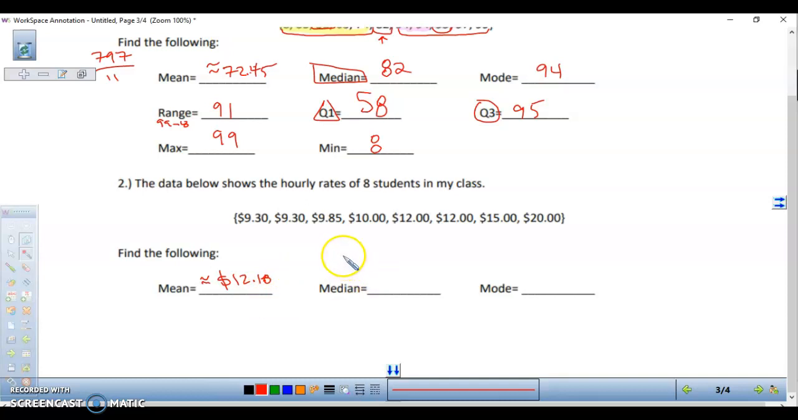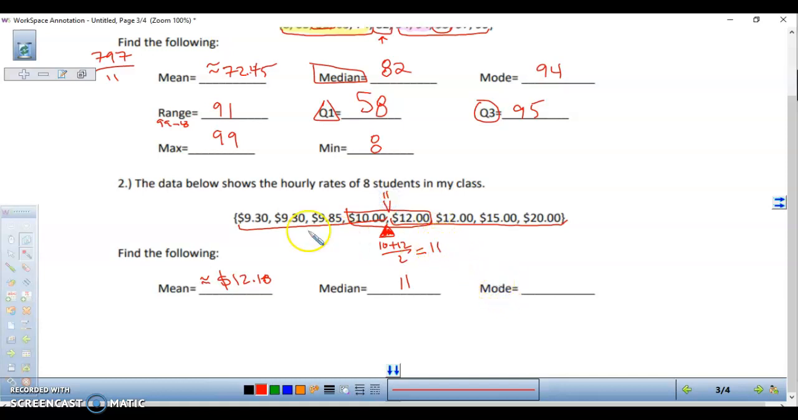Now the median is the number right in the middle, but check this out. This is an even number of data, right? There's the first 4 and there's the second 4. And as I told you on the front side of this paper, when there's an even number of data, the way you find the median is you average the numbers in the middle. So I'm going to add 10 and 12 together. I'm going to divide by 2, and that gives me 11. So the median is 11, right? Here, the median is 11.